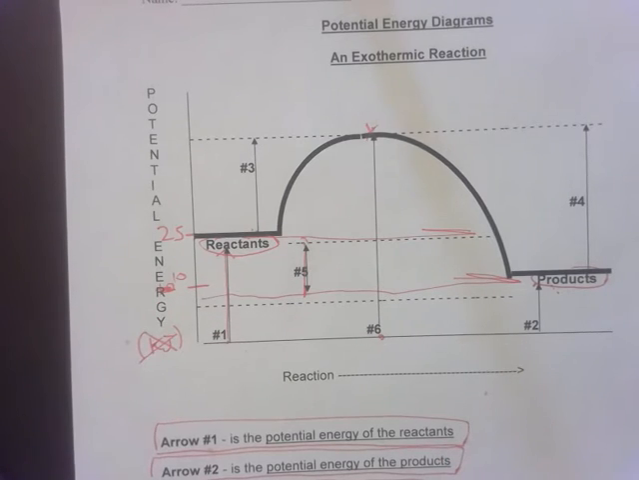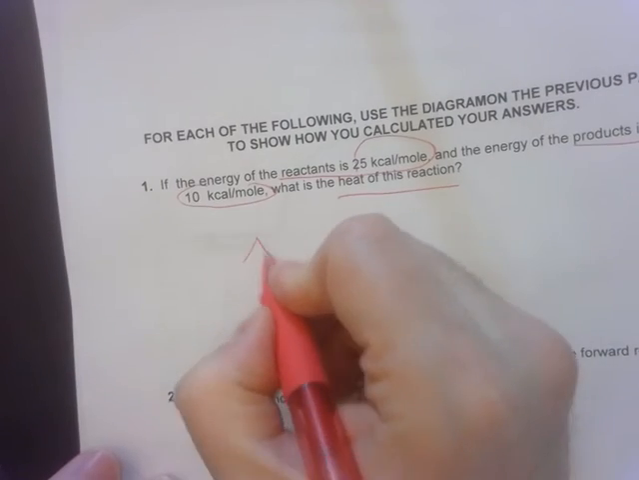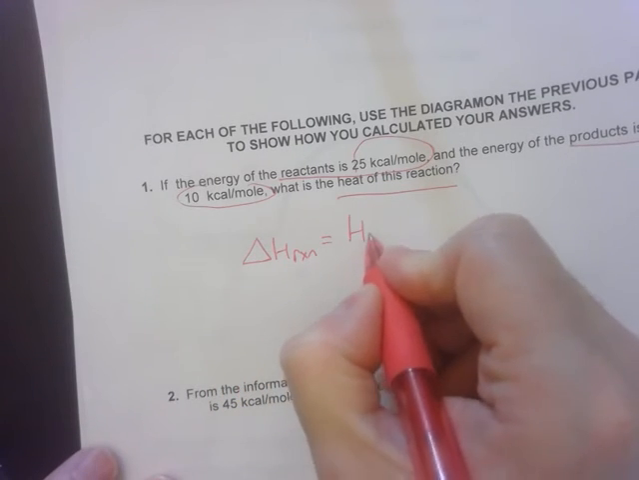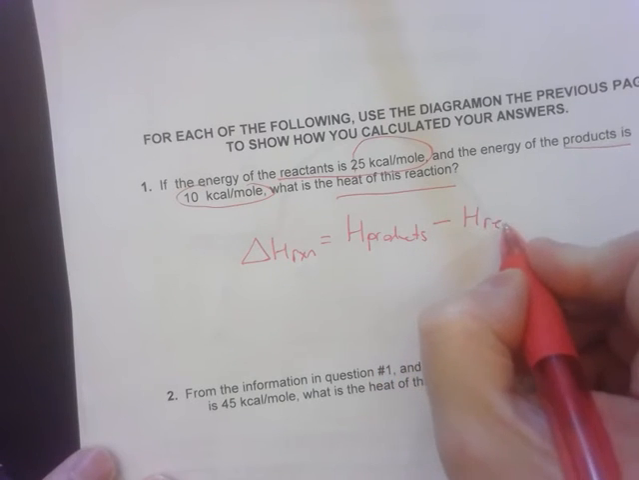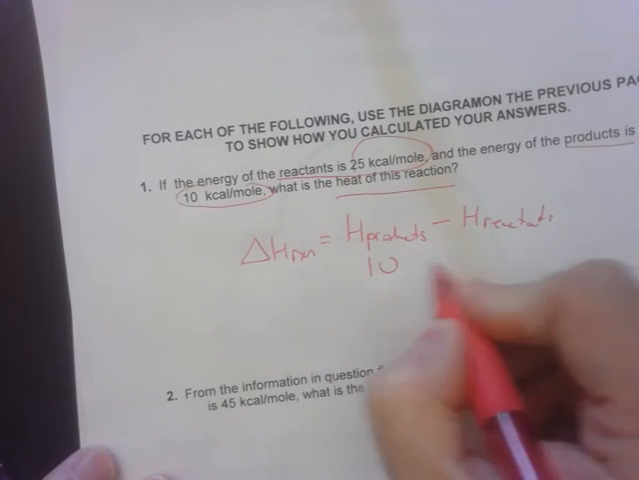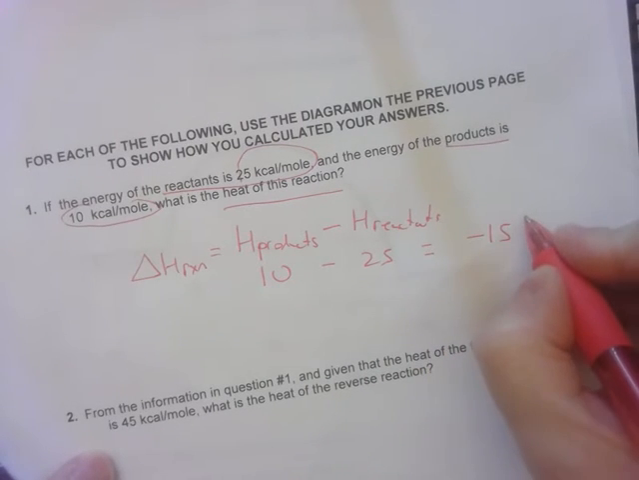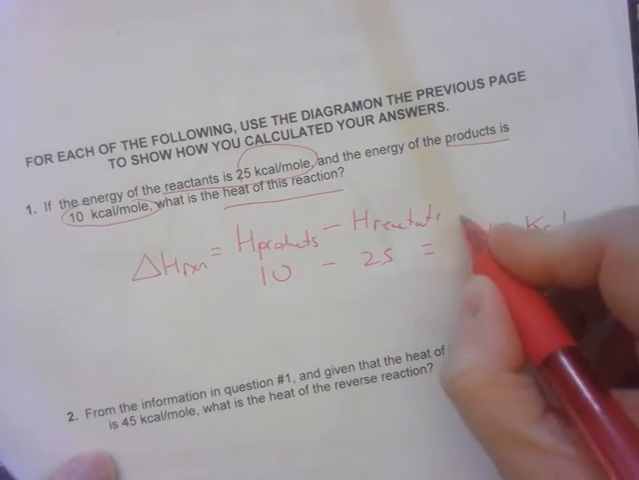So then my question again is, what is the heat of this reaction? And remember, to calculate heat of reaction, or delta H of reaction, you simply have to do heat of products, remember the products come first, minus heat of reactants. Well, if the products have energy of 10, and the reactants have energy of 25, then 10 minus 25 is negative 15, so therefore, the delta H is negative 15 kilocalories per mole.